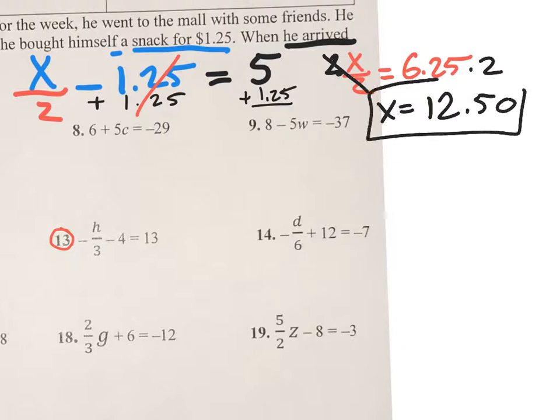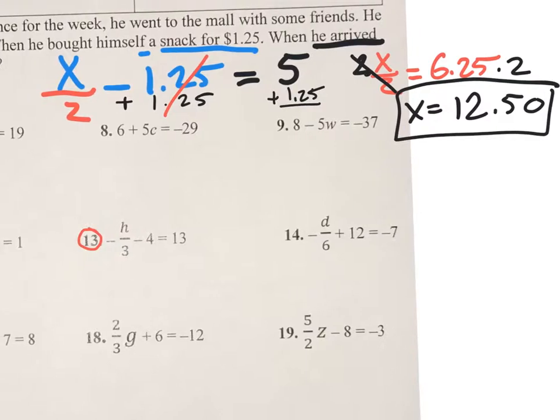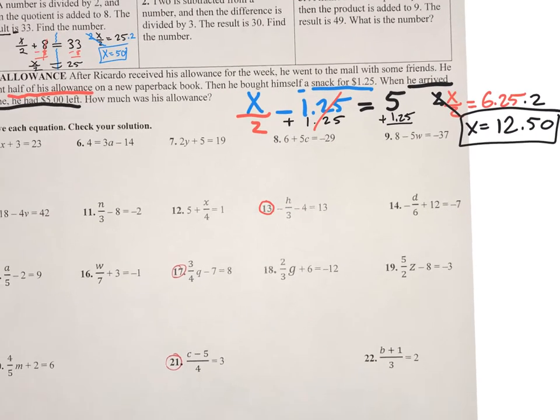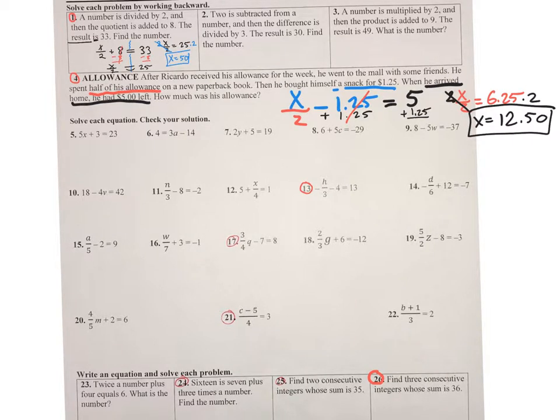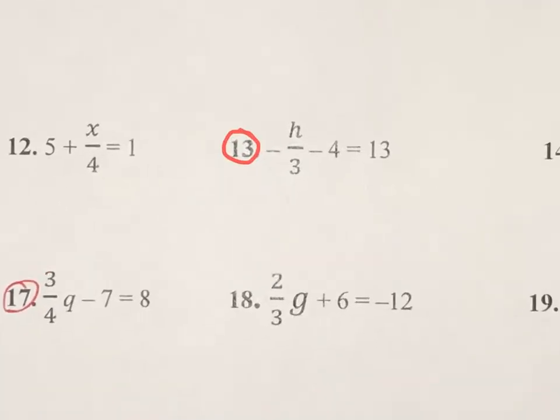So $12.50 was his original X amount, which means that $12.50 was his original allowance. So he had $12.50. He spent half of his money on the book. The book cost $6.25. And then he also spent $1.25 on a snack. He had $5 left.